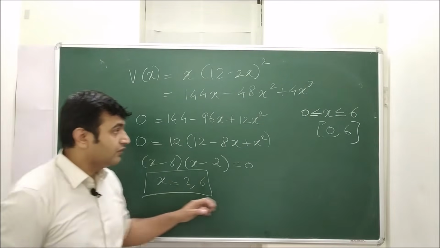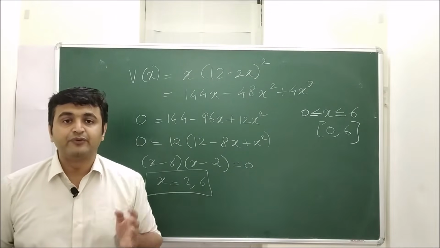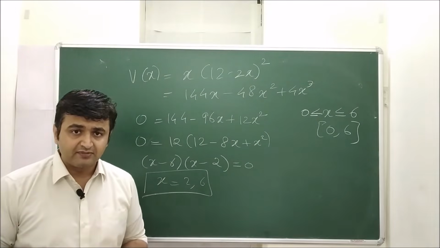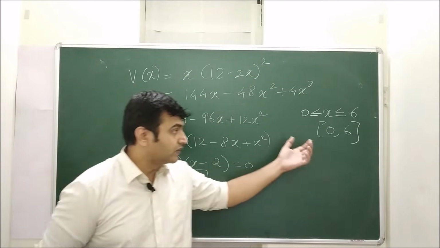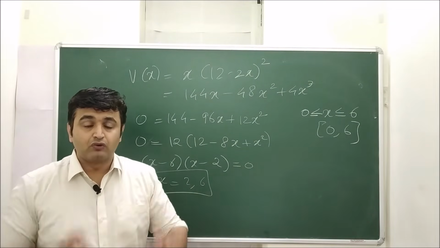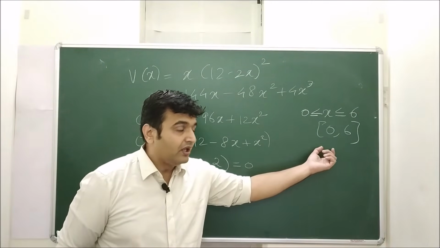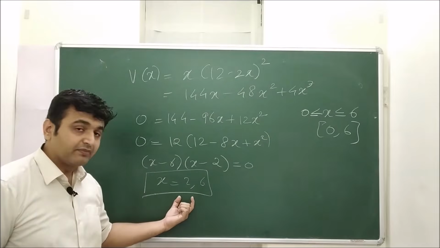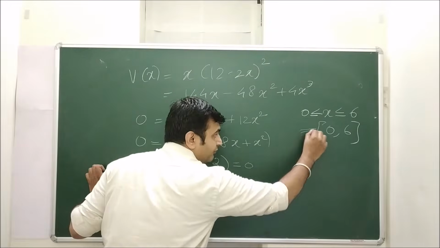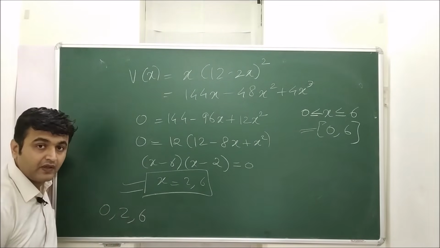Okay. Now whenever you have a closed and bounded interval, there is a theorem called the extreme value theorem. If you don't know, you can find the link in the description. The extreme value theorem says for a continuous function over a closed and bounded interval, absolute maxima and absolute minima are always attained. So whenever you have the closed and bounded interval, you do this procedure, you get some critical points. You just take the critical points and you take the end points. So what are the points? 0, 2 and 6, right?